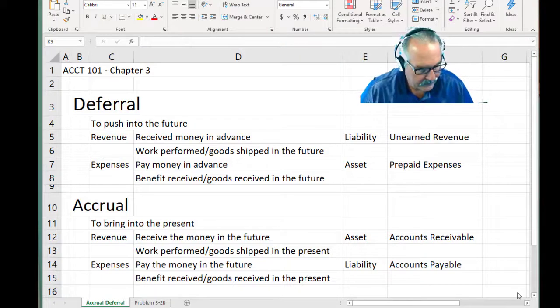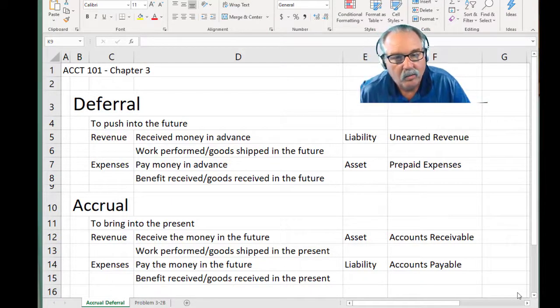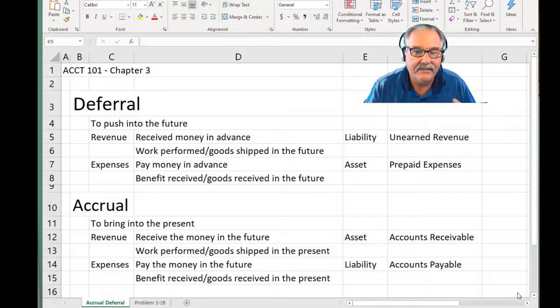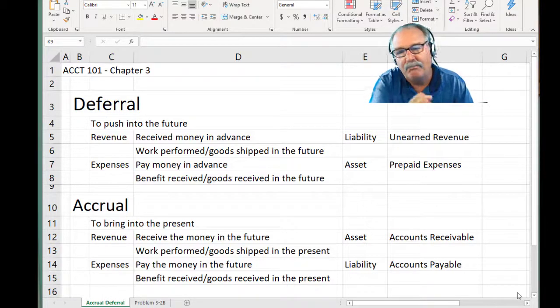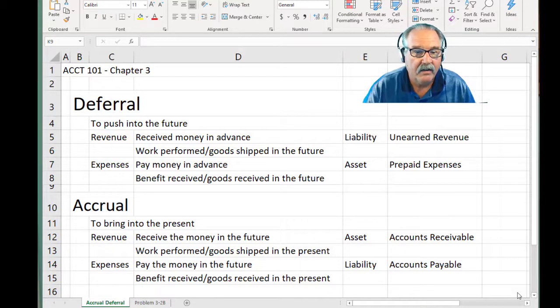Okay, so at some point in the future, we have to make adjustments for these. As these assets become an expense for something we have deferred, we prepaid insurance, we prepaid the rent, at some point we're going to actually receive the benefit of that insurance, and then we have to move it from this asset to an expense. If we receive money in advance, at some point the Lakers are going to play the games. And then it's no longer a liability.